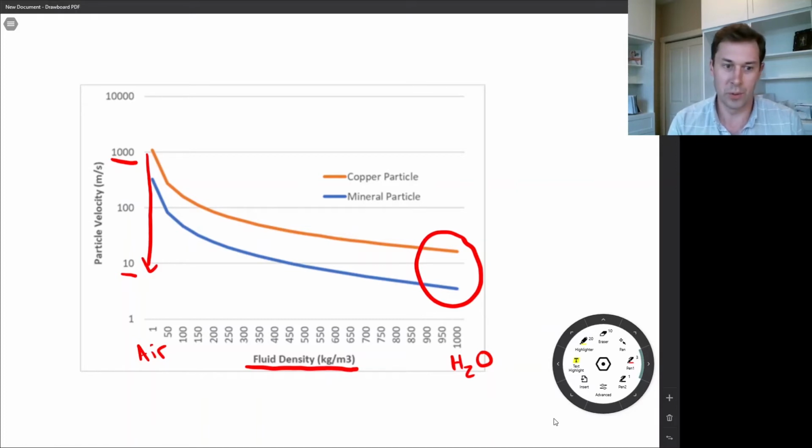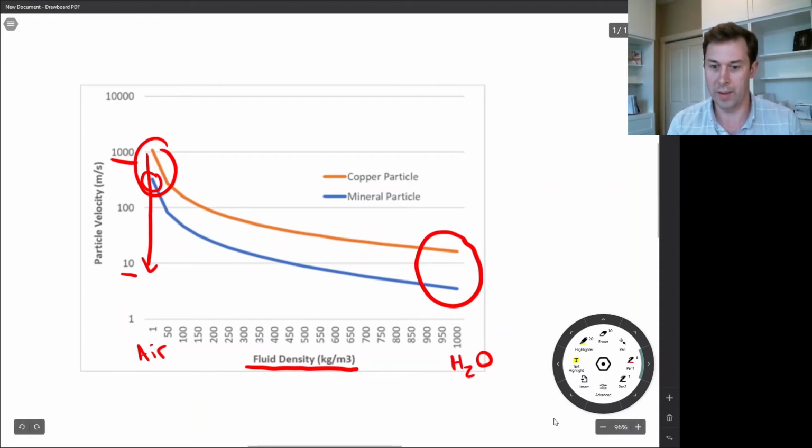If you're trying to exploit density differences between particles for separation, and you're having to deal with velocities around 1,000 meters per second, one, that's an extremely difficult process to operate, and two, there's going to be very high wear, especially when you're talking about mineral particles traveling at 300 meters per second in any sort of piece of equipment. So for low wear and ease of process operation, reducing the particle velocity is very important.